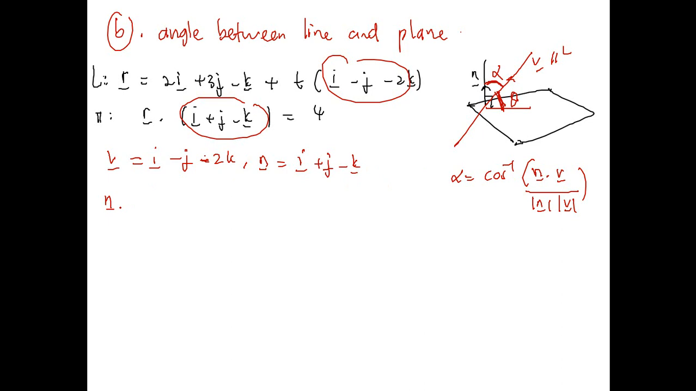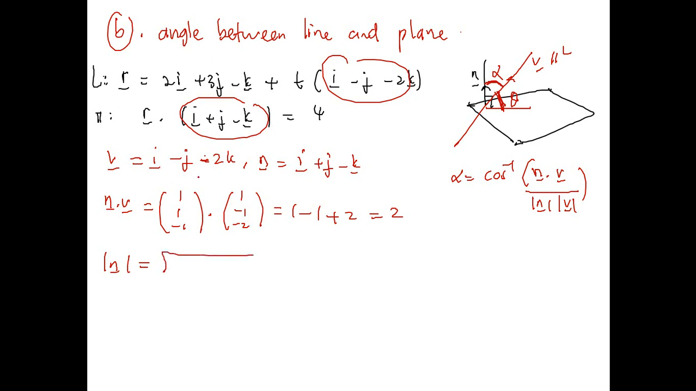So we find the dot product n dot V. In matrix form, (1, 1, -1) dot (1, -1, -2): 1 minus 1 plus 2. The answer is 2. Next, we need to find modulus n: 1 squared plus 1 squared plus 1 squared is equal to 3, so modulus n is root 3. And modulus V: 1 squared plus 1 plus 4 is equal to 6, so root 6.